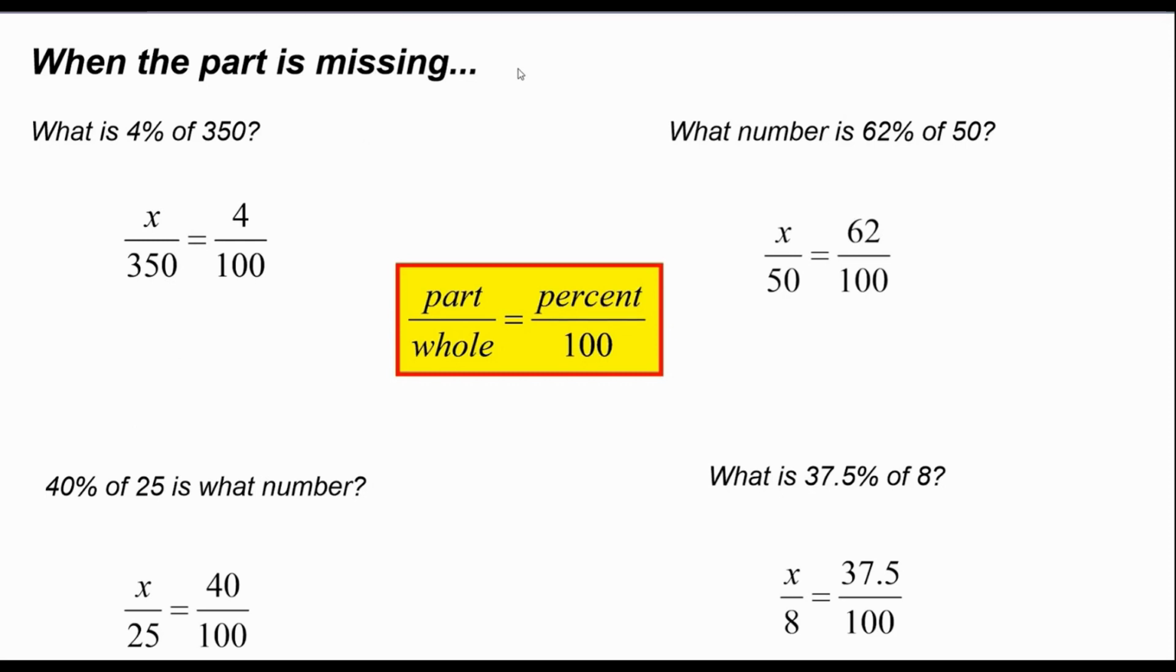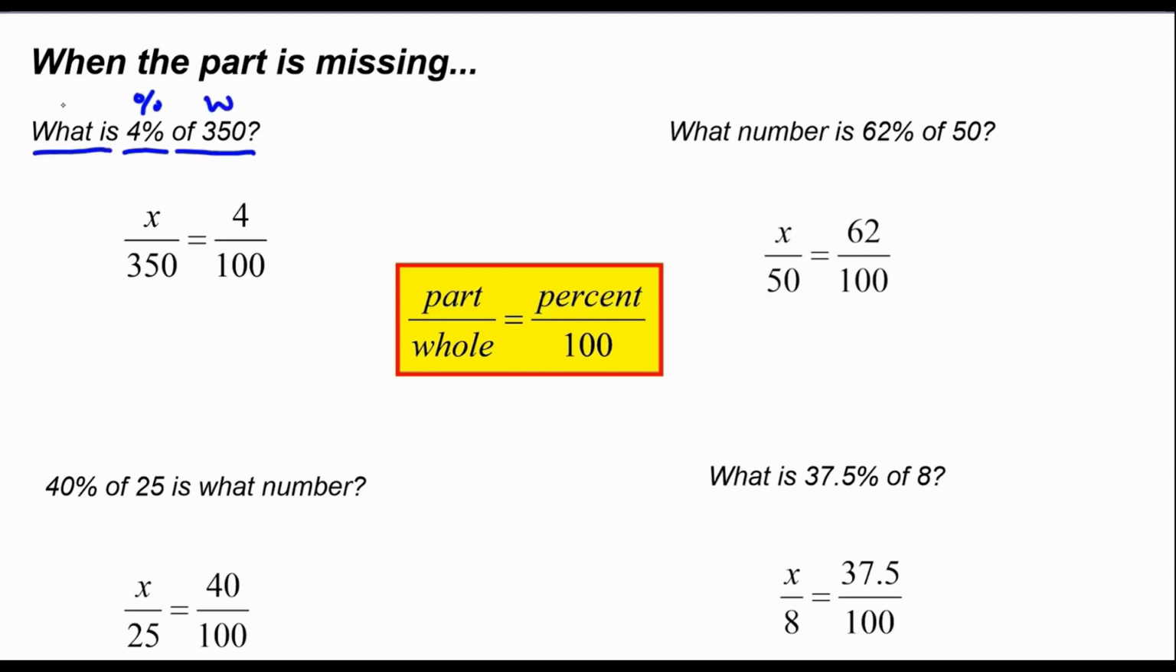So we've got three different scenarios we could use the percent proportion for. One of them is when the part is missing. So I've got several examples of problems where the part is missing. So here, what is 4% of 350? First of all, we need to identify what we know and what's missing. Well, you already know the part is missing, but I'm going to walk you through this. 4%, this is obviously the percent. That's easy to identify. Of 350, so out of 350, this is the whole.